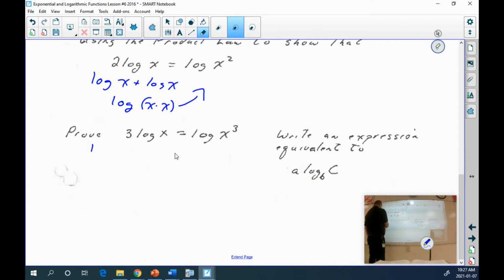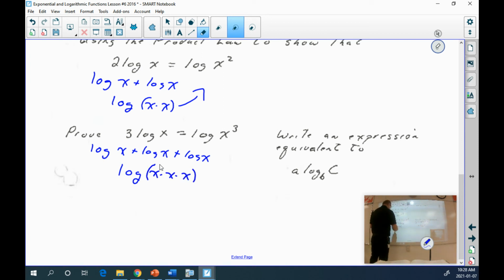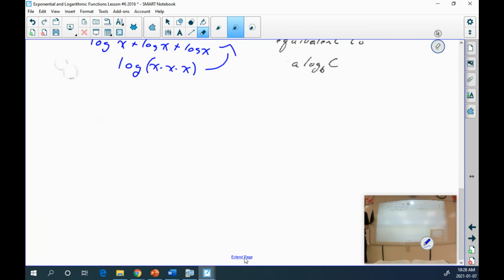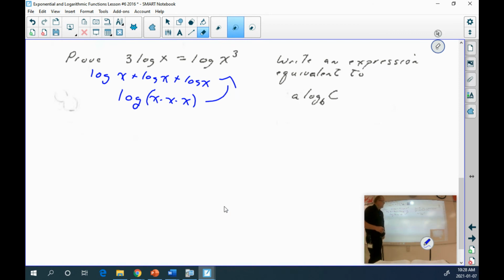I can write this one the same way, log x plus log x plus log x, 3 log x's. Now, I could do this 2 at a time with the plus sign in between because multiplication order doesn't matter. To extend our product law, I can write this as log of x times x times x, which is log of x cubed. So we haven't proven it, but we've shown it to be reasonably possible.